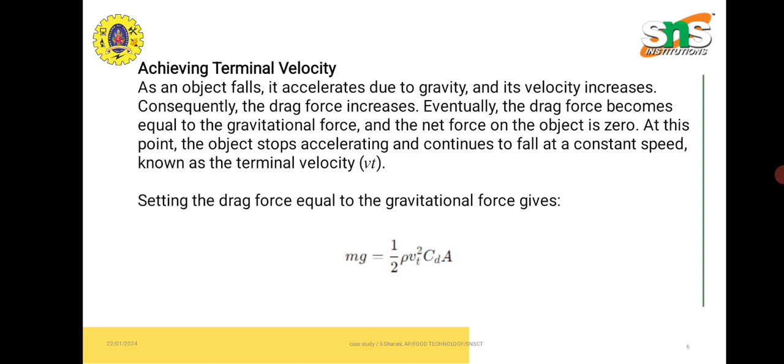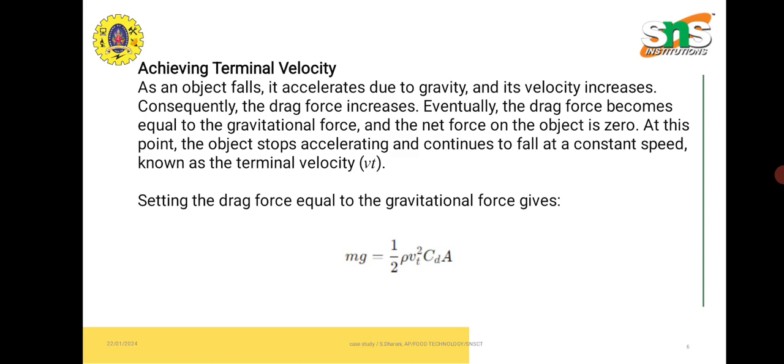Achieving terminal velocity. As an object falls, it accelerates due to gravity and the velocity increases. Consequently, drag force increases. Eventually, the drag force becomes equal to the gravitational force and the net force on the object is 0. At this point, the object stops accelerating and continues to fall at constant speed, known as terminal velocity.